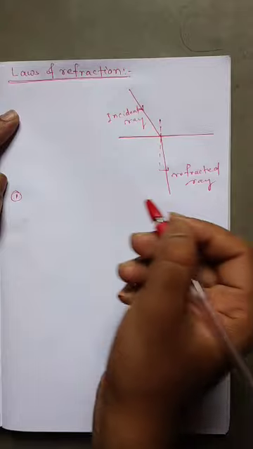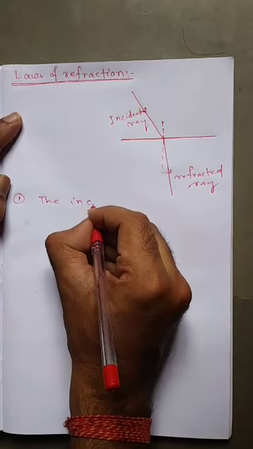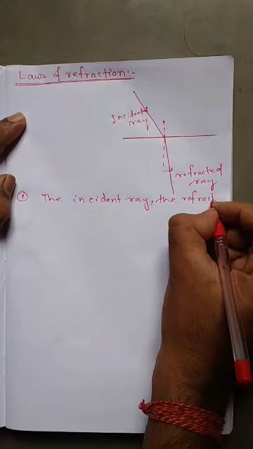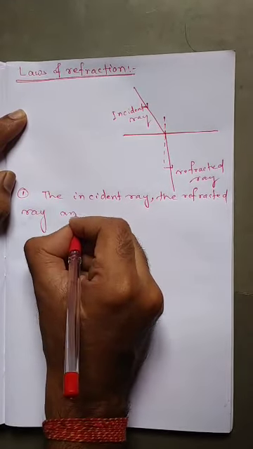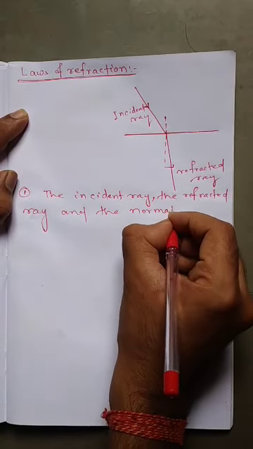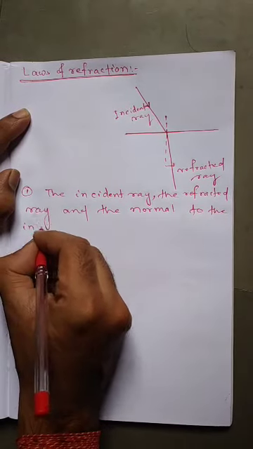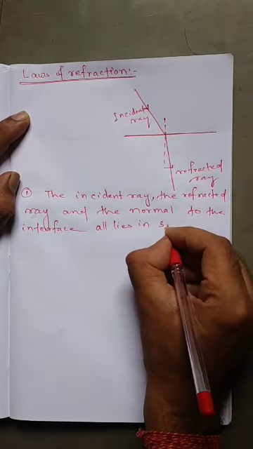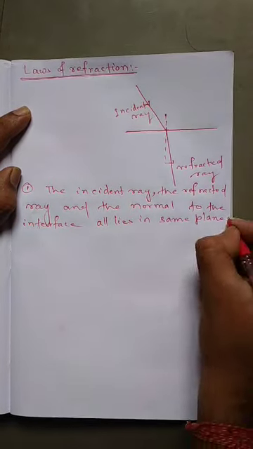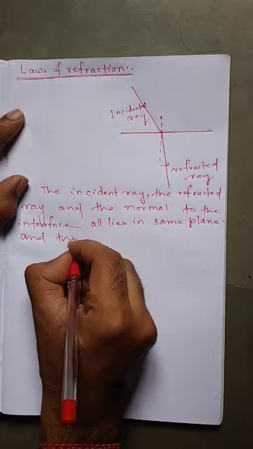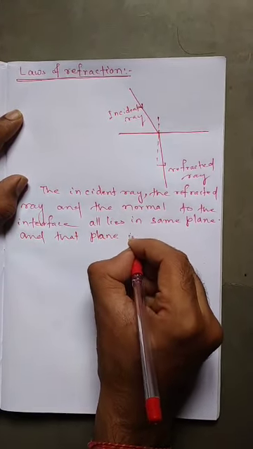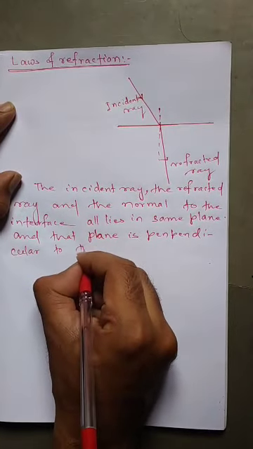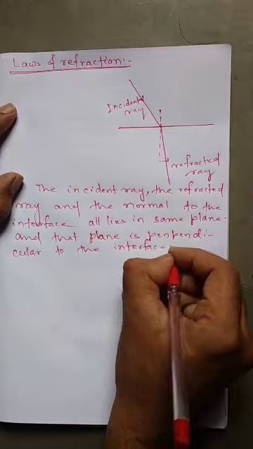So I am going to write the first law of refraction. The incident ray, the refracted ray and the normal to the interface all lie in the same plane, and that plane is perpendicular to the interface. So this is all about the first law.